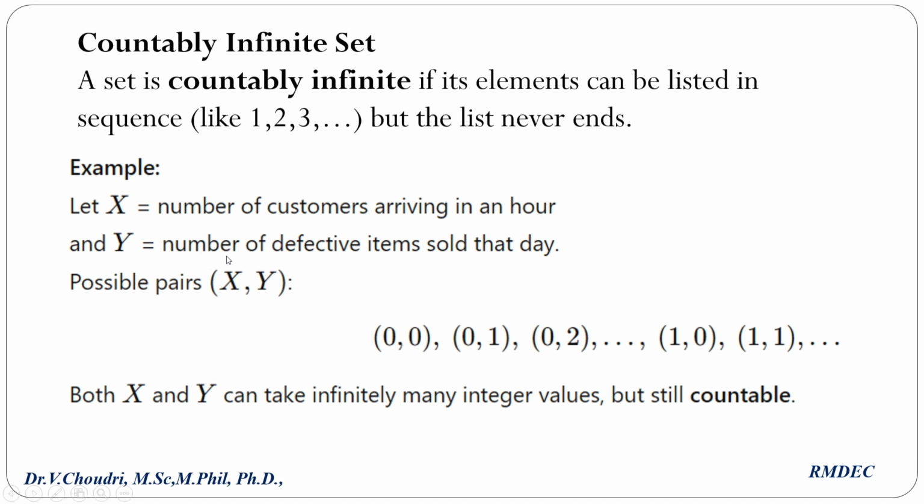Like that, y is the number of defective items sold that day. Suppose the manufacturer's retailer sold some items. We count the number of defective items per day: sometimes 0 defective items, sometimes 1, 2, 3 up to etc. See the possible pairs of (x, y): (0, 0), (0, 1), (0, 2), like this (1, 0), (1, 1) up to etc. Both x and y can take infinitely many integer values, but it is still countable.